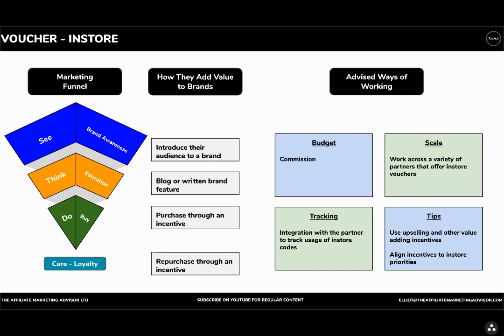You can actually use vouchers in store as well. So if you want to drive footfall to a store, you can have a promotion on the in-store section of a voucher site. That can help introduce people to your brand and get them in store. At the education stage, there could be a blog post written about the offer or whatever you have going on in store. There may be a new product launch that's only available in store, and you want to get people there. You don't just have to use voucher sites for e-commerce online transactions. You can use them to go from online to offline as well.